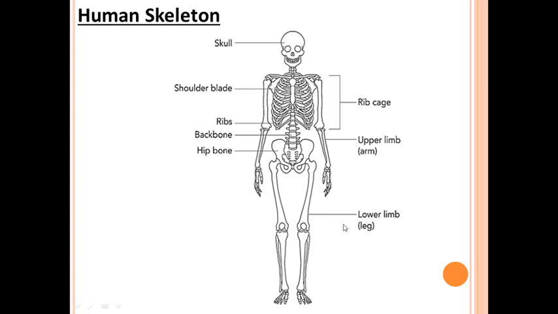Yes, so you can see this is your upper limb, that is the arm, and the lower limb means your leg. You can see in this image that the upper limb has a single long bone in the upper arm, here, a single long bone, and two bones in the lower arm, meaning here in this part.